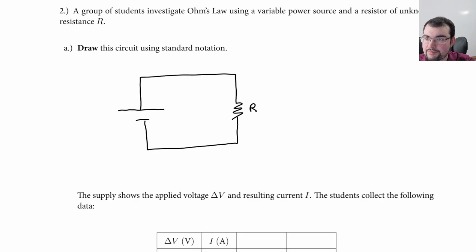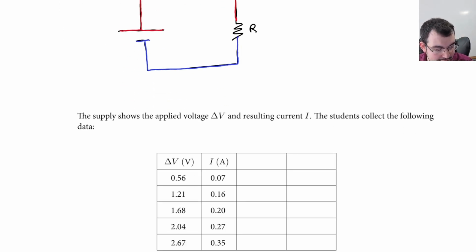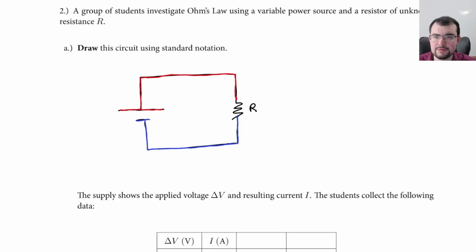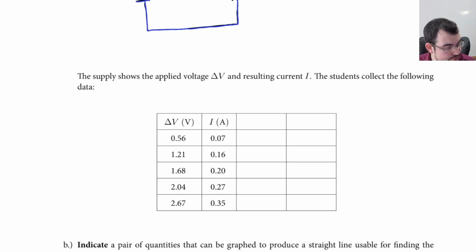And there's our resistor. Since we always like to practice our potential color coding, if this is our circuit, notice that whatever potential difference is applied from the power source is going to be dropped across the resistor. So the supply shows both the applied voltage and resulting current. There's some sort of LED display on this battery power source that's showing both of these things.